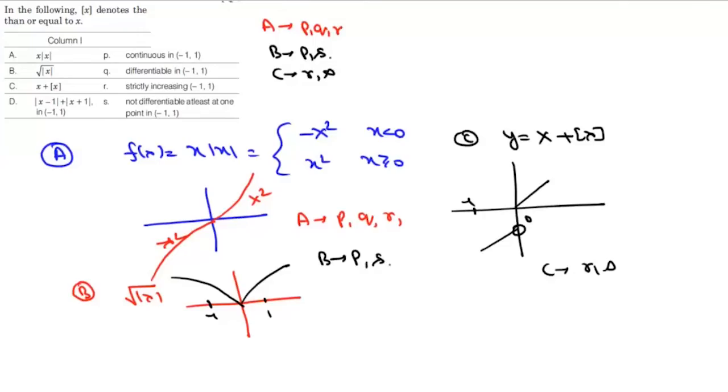And finally, we have this option D, which is mod of x minus 1 plus mod of x plus 1. Now when x is greater than minus 1, this is x plus 1, and when x is less than minus 1, this is 1 minus x. So basically it is a constant function, and if it is constant, it is both continuous and differentiable. So this D, it matches with P and Q, and that is the answer to this question.